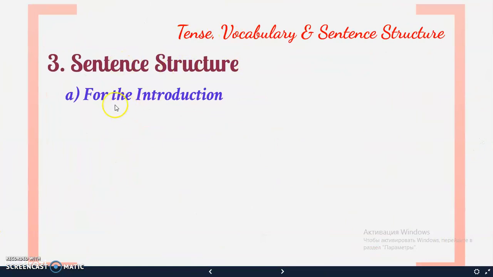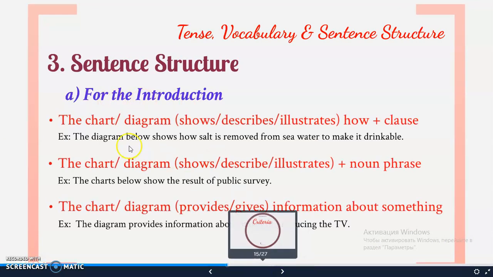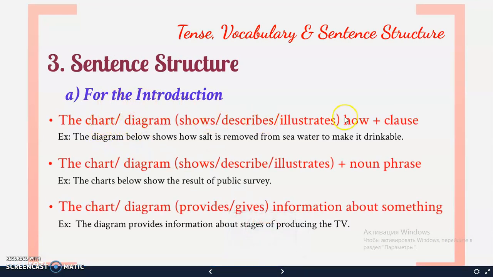So, sentence structure for the introduction. The chart or diagram describes or illustrates how plus a clause. The chart or diagram describes or illustrates plus a noun phrase. The chart or diagram gives information about something.